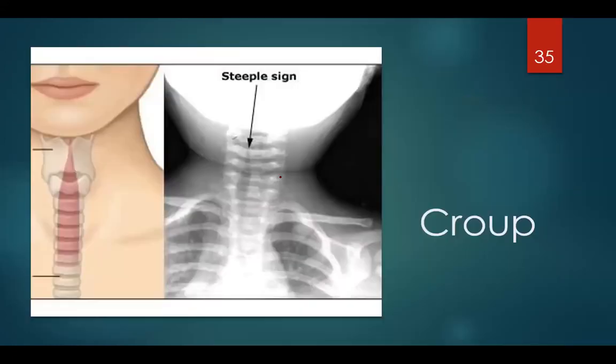So here's the steeple sign with croup. It really does look like a church's steeple, right? And here's the thumb, right? Well, this is the steeple sign. Normally the airway looks like this, right? And with the steeple sign, you see this steepling, that kind of pointed black dark part there. That's telling you that this patient has croup and they've got inflammation of the upper airway that's choking off the air.